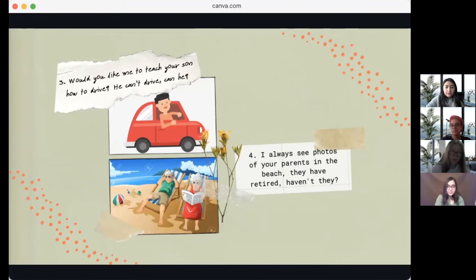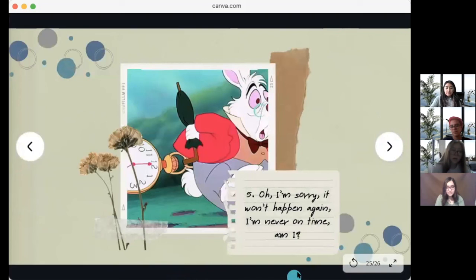The fourth, maybe you share your example, Mariana Zoe? Yes, teacher. I always see photos of your parents at the beach. They have retired, haven't they? Yes, that's right.